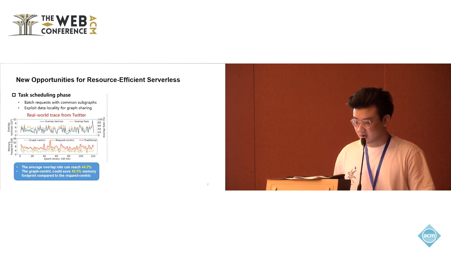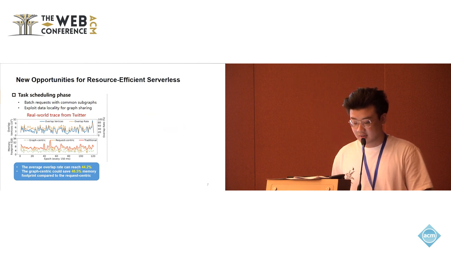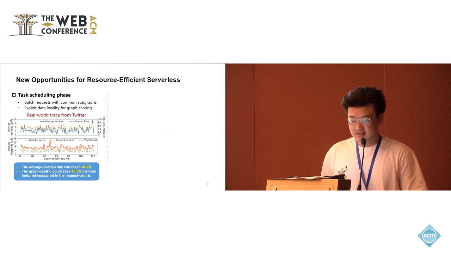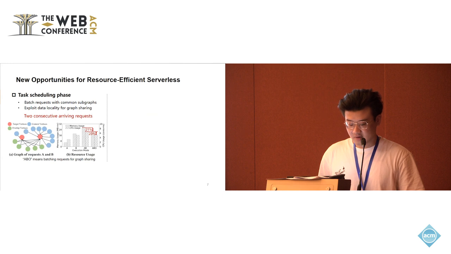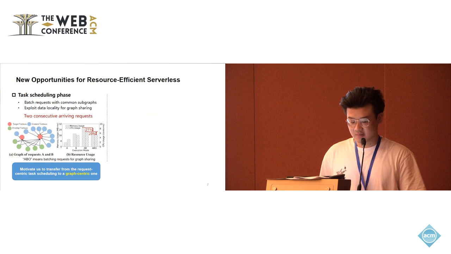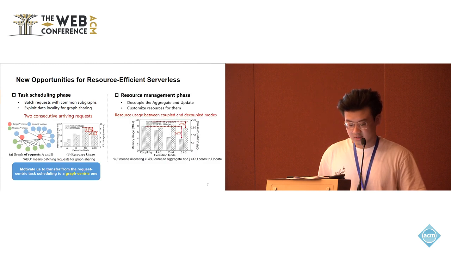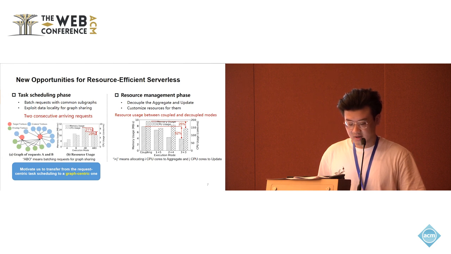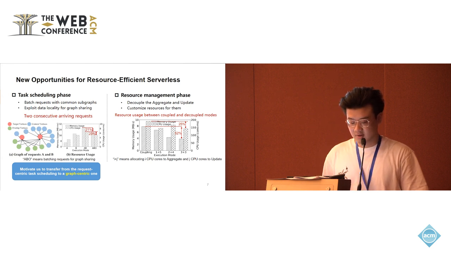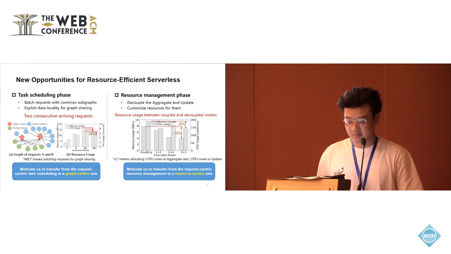Based on real-world cases from Twitter, we observe the average overlap rate can reach 44.2%. Significant redundancy can be avoided by batching requests for graph sharing. We refer to this method as graph-centric. The following highlights the benefits of graph sharing between two consecutive requests, prompting us to develop a graph-centric method. In resource management, we can decouple aggregates and updates and customize resources for each of them. The figure shows that with this approach, significant memory and CPU reductions can be achieved, prompting us to develop a resource-centric method.